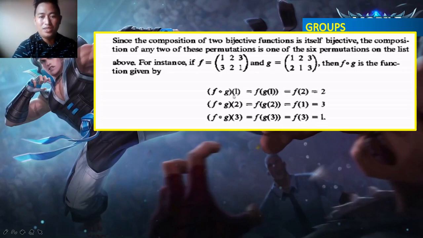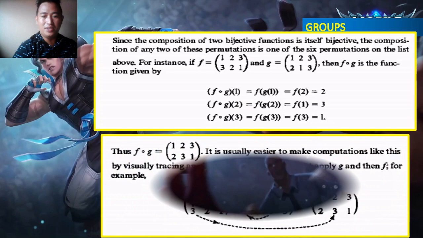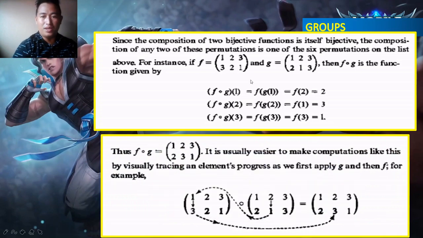So kung i-pair na siya karon, 1, 2, 2, 3, then 3, 1. Tama? 1, 2. 2, 3. Then 3 kay 1. So, ang F composed G is equal to this one. Naagi na siya dito sa katong unom ganina. Mao to is one of the 6 permutations gihapon on the list above.